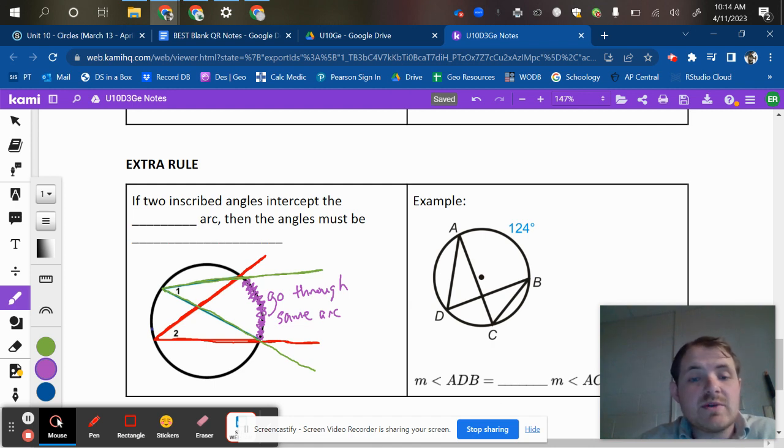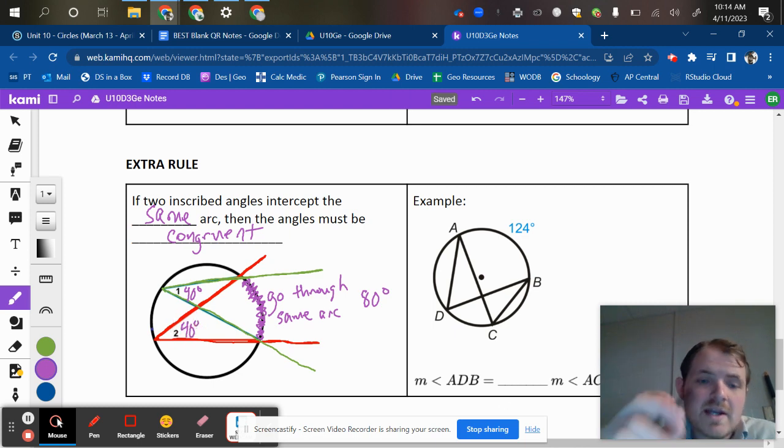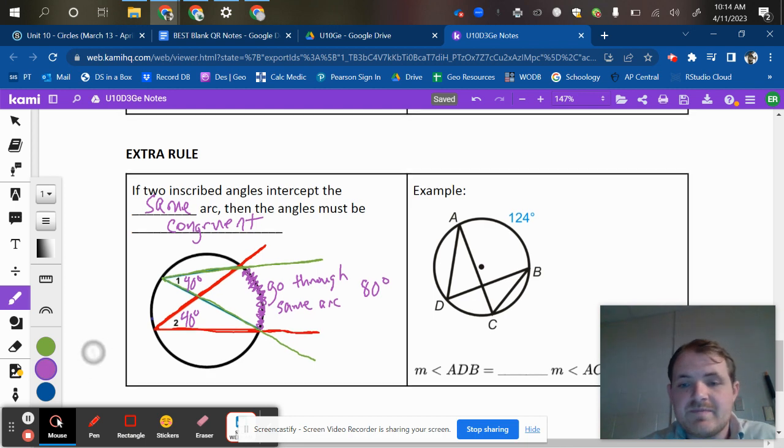And so what can we say about that? We can say that if two inscribed angles intercept that exact same arc, then the angles have to be congruent. If you think about it, if I said that that arc was, let's say 80 degrees, okay, then I have to cut it in half to get angle 1 to be 40 degrees. I would also have to cut it in half to get angle 2 of 40 degrees. So sometimes it's a little bit easier to see it when you've got a specific number in play right there.